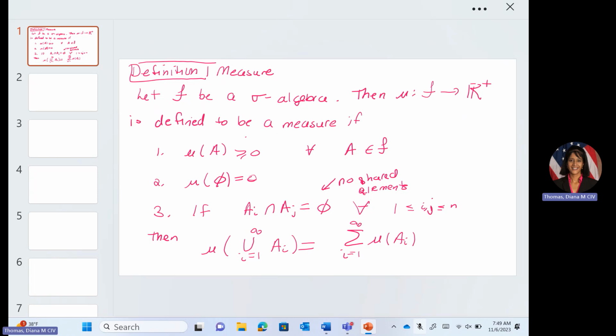Even if you have two independent events, the probability of the union of those two independent events is going to be the sum of the probabilities. So you can tear them apart, but they have to be independent, which is that condition that I need: no shared elements in those events. If you have a restriction that the measure stays between 0 and 1, it's called a probability measure.